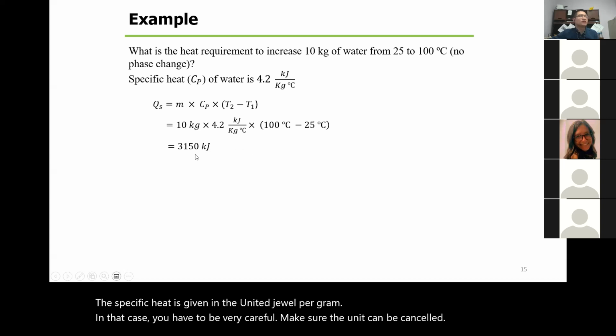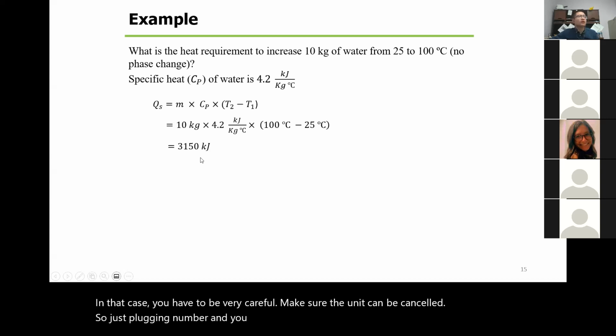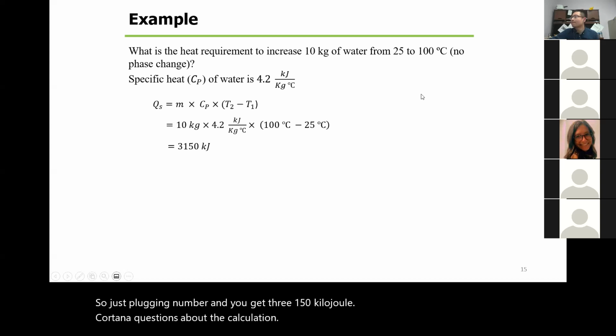So just plug in the numbers and you get 3150 kilojoule. Okay, very straightforward. Any questions about the calculation? Okay.